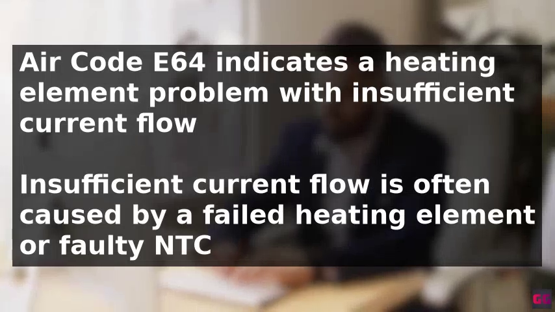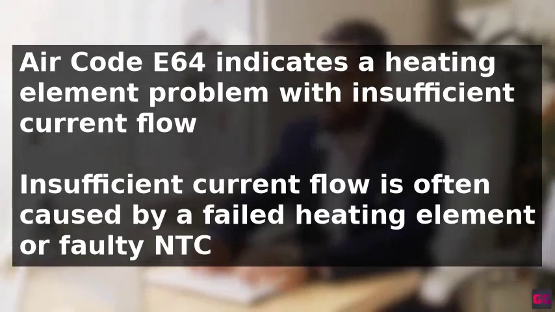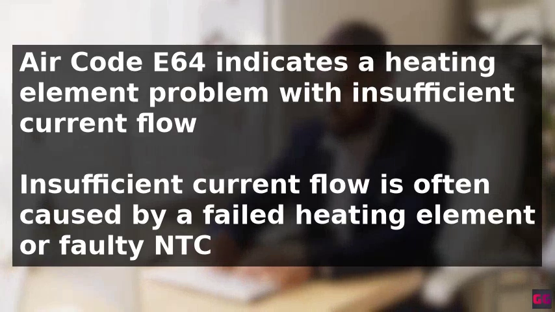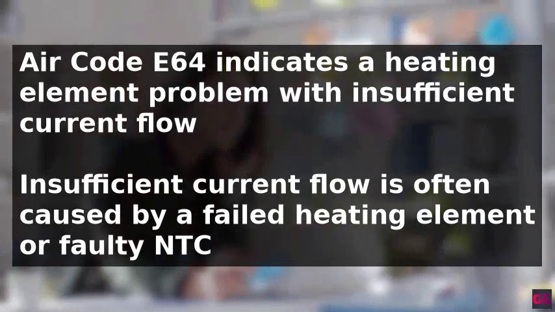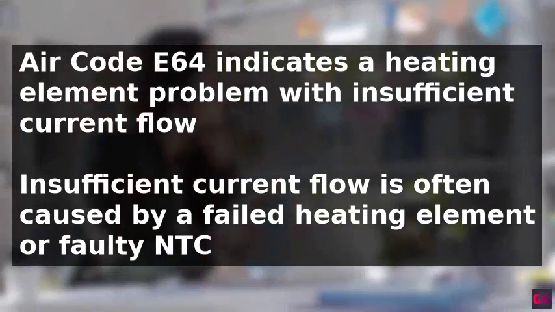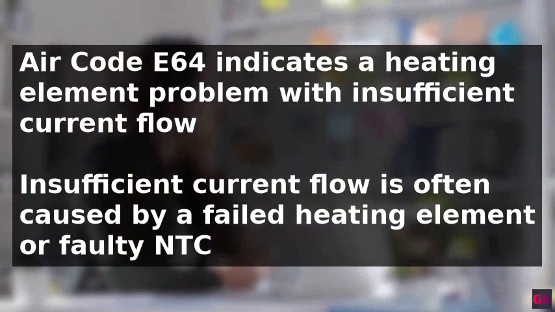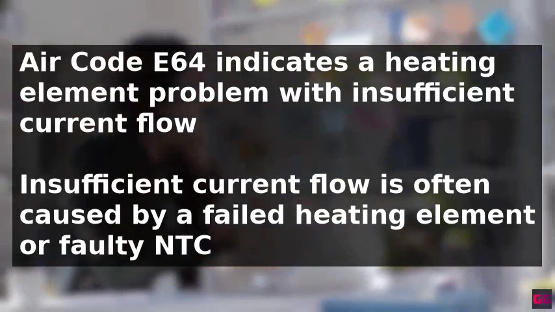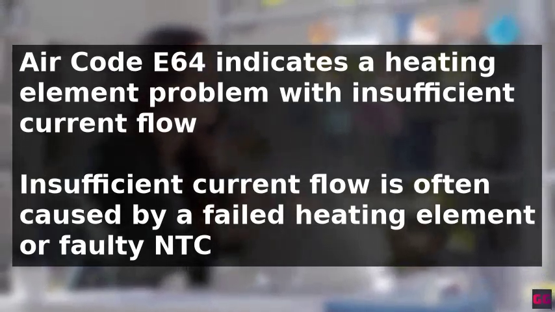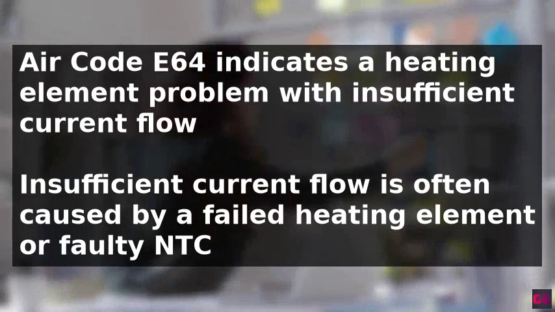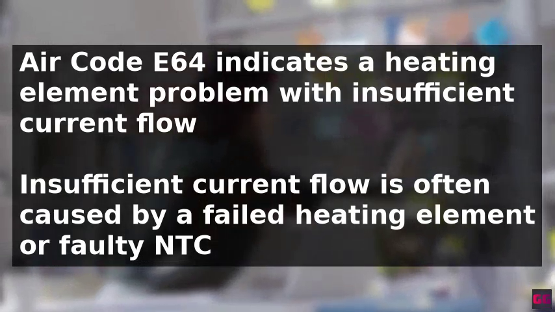The error code E64 on a Super General washing machine indicates a potential problem with the heating element, typically occurring when there is insufficient current flowing through it. Several common causes can lead to this issue, including a failed heating element, which can develop faults such as an open circuit or low electrical insulation after prolonged use.